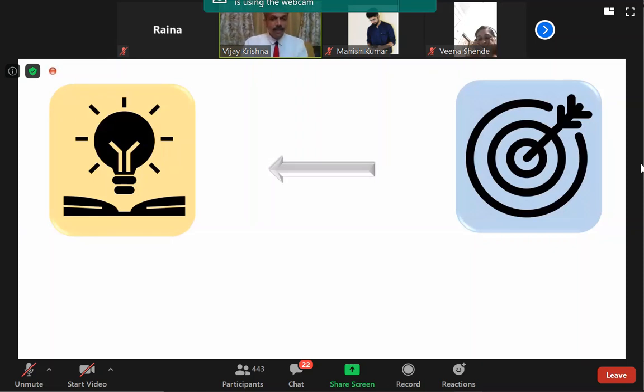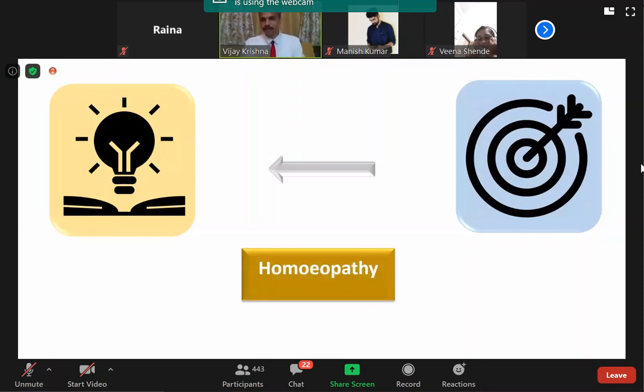Now, what is that knowledge that one should have? I'm talking of a homeopath. So you need to have a sound knowledge of homeopathy. When I say homeopathy here, I talk of those three very important subjects: organon of medicine, the materia medica, and the repertory. Having a sound knowledge of this will be very, very important.